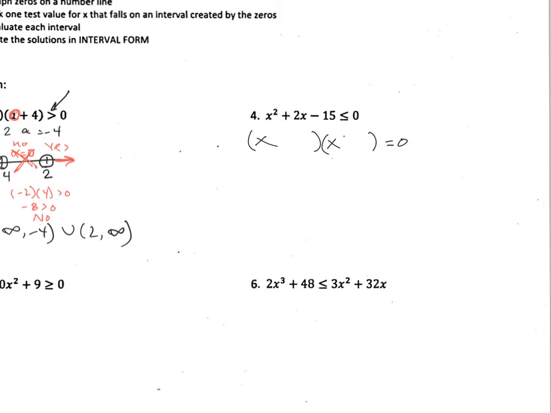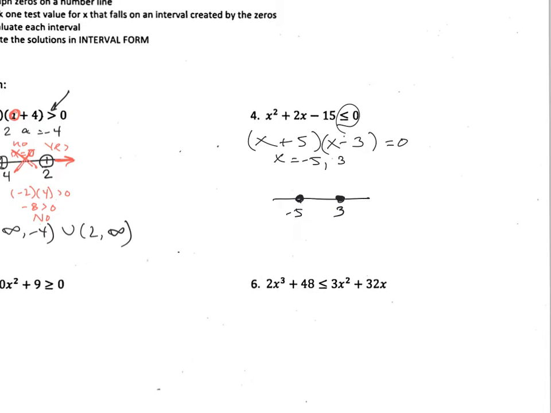Multiply to get 15. And when we subtract that, we need a +2. So our solutions are x equals -5 and 3. Let's put these on the number line. Now these will get a solid circle because there is a line under the inequality in the original.